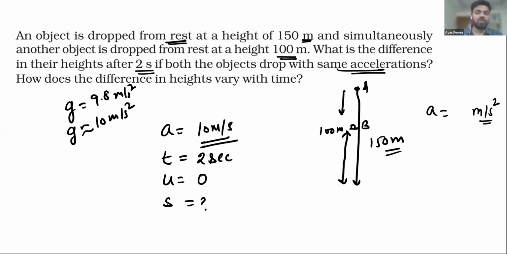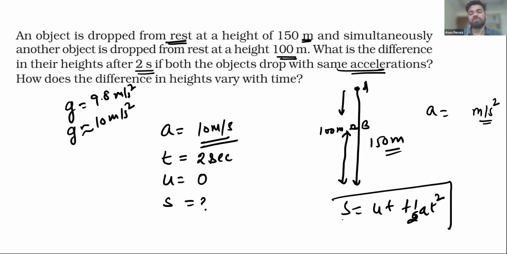Okay. So we will use the second equation, in which V is not present. The second equation, S is equals to UT plus half AT square. Sir, in the second equation I got the answer as 20 meters. 20 meters. Yes, it is.